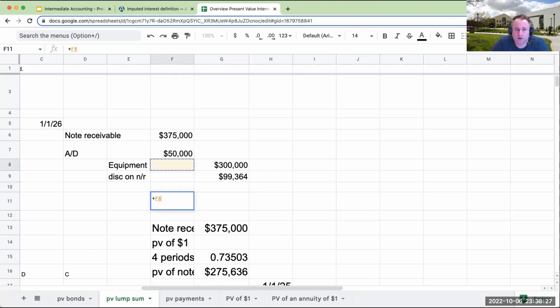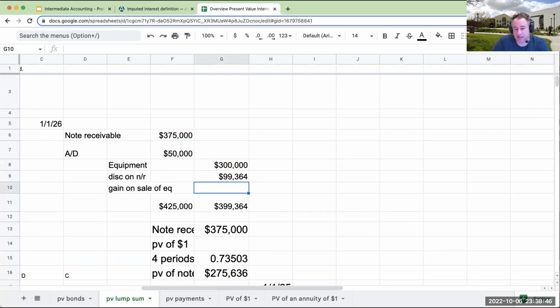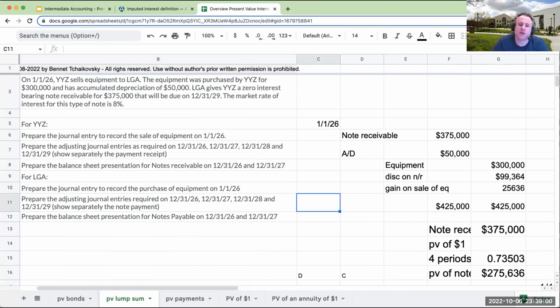So when I look at my debits and my credits, in order to balance this, the amount I received was $275. The value of the equipment on my books was $250. So I'm going to have a gain on sale of equipment, and this is going to be $25,636. So this is what I'm going to do when I initially record this if I'm selling the equipment. Now, we'll go through the rest of this example.